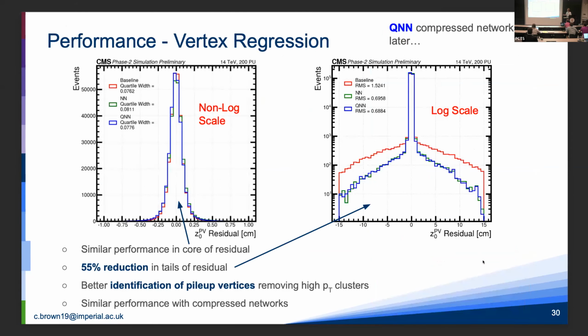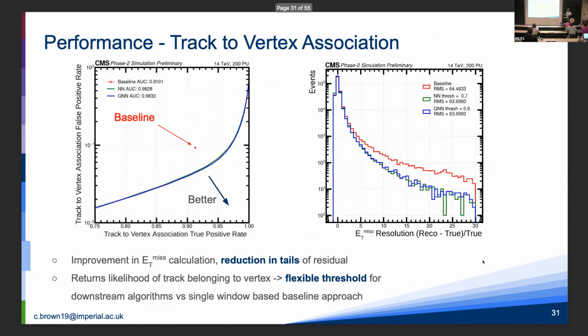In terms of performance, I won't talk about the core residual because overall we're of similar performance, but in the tails of residual we see massive impact and a lot of performance gain in those tails of residual. You'll see that I've got both a neural network and a quantized neural network here as well, and I'll talk a bit about the quantized approach in a bit. In terms of the more important thing, the track to vertex association, we can see that we're far better along this receiver operating characteristic curve. You see the baseline approaches up here, but we're able to pass down an overall track-to-vertex association probability downstream, which is a lot more flexible for different algorithms.